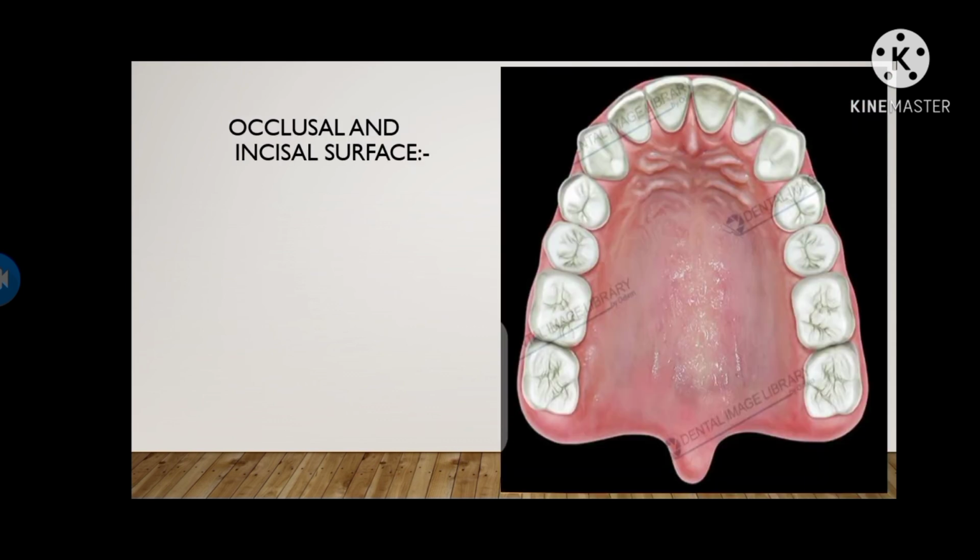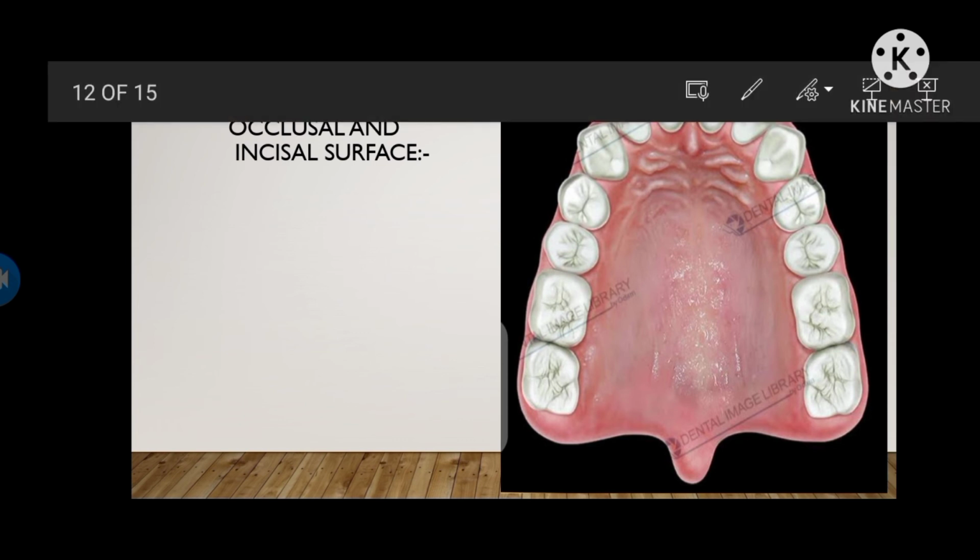Now, the occlusal surface. If we talk about posteriors, the surface that comes in contact with that of the opposite jaw during closure of the jaw, during clenching of the teeth, is called the occlusal surface. But in incisors and canines, we will call it the incisal surface. This is the occlusal surface which will come in contact when the jaws are closed. This is the incisal surface in anteriors.